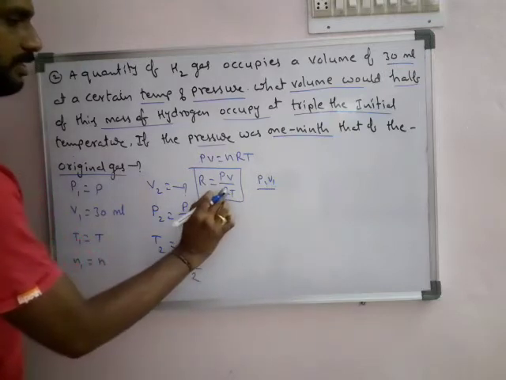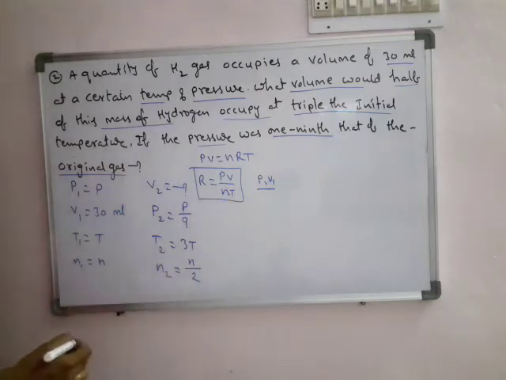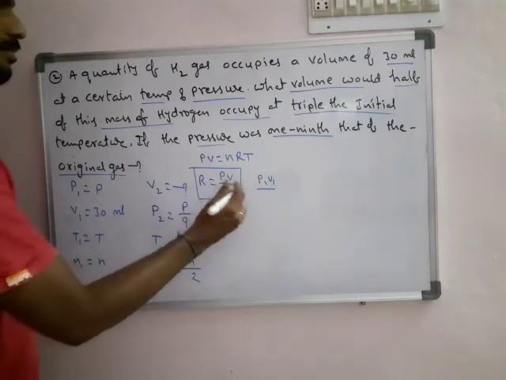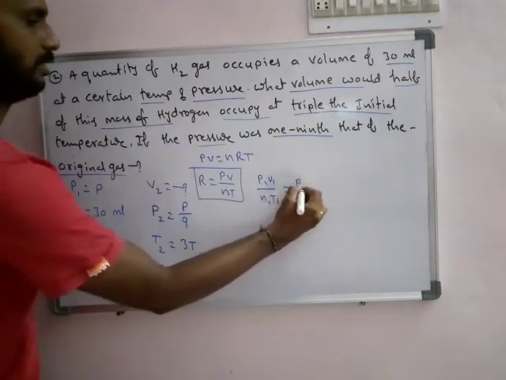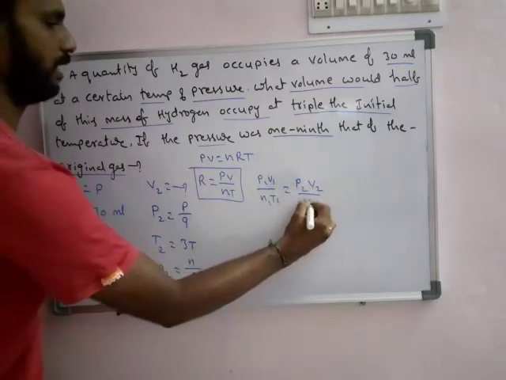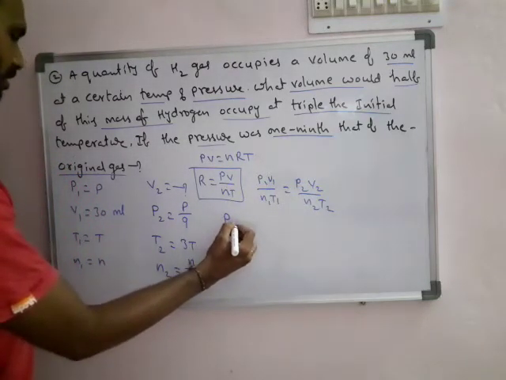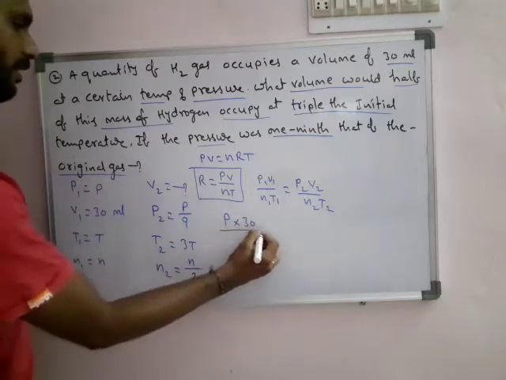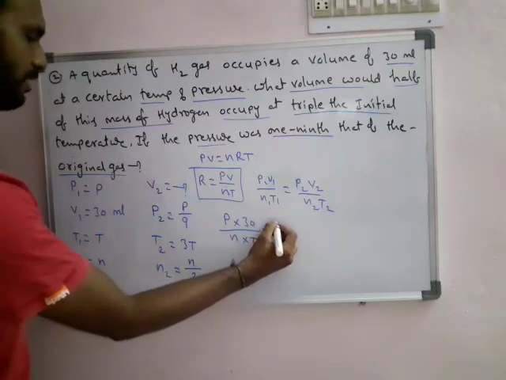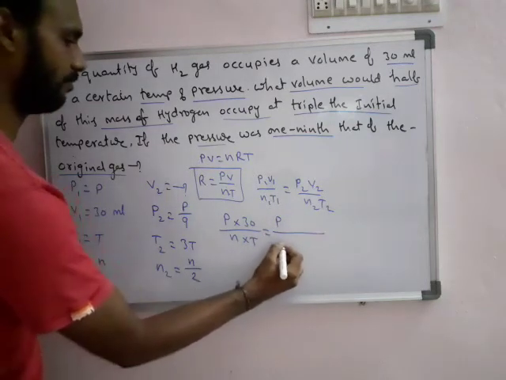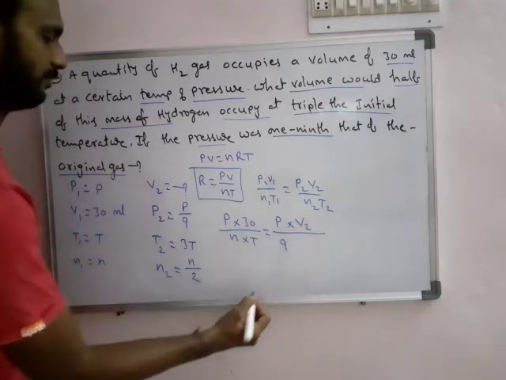P1 V1, sorry, there is no need of R, and R is equal to PV by NT. So P1 V1 by N1 T1 is equal to P2 V2 by N2 T2. P1 is P, V1 is how much? 30. N1 how much? N. What is T1? T. What is P2? P by 9. What is V2? We need to find that out.